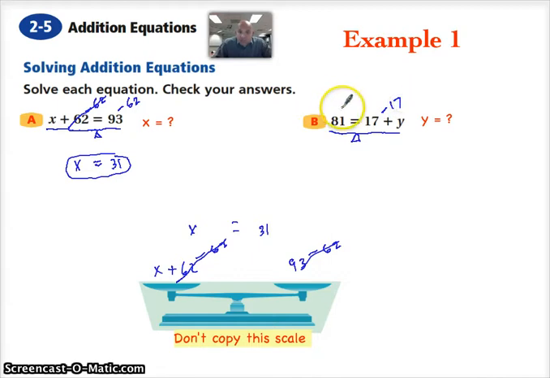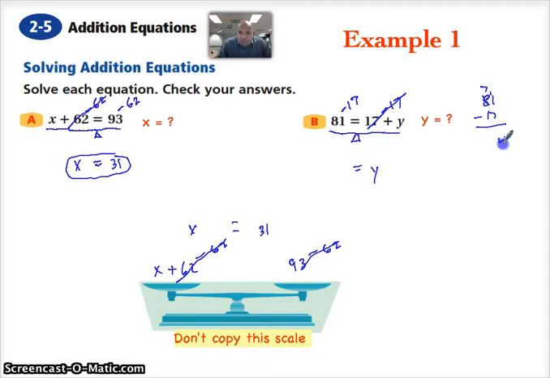What we do to one side, we have to do to the other side in order to keep this scale in balance. We come up with 17 minus 17 is 0. We get rid of that. The y drops down, and 81 minus 17. Well, 81 minus 17 we can do off to the side if we can't do this mentally.